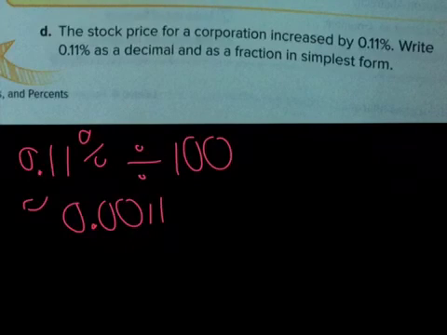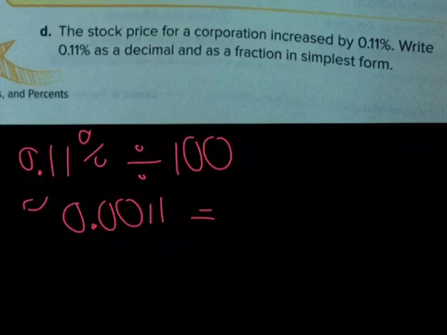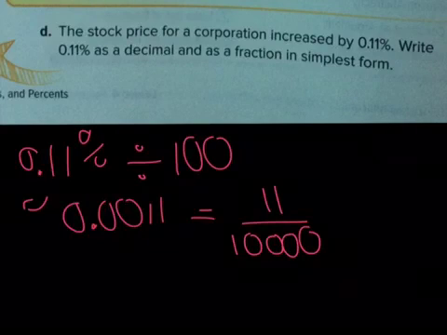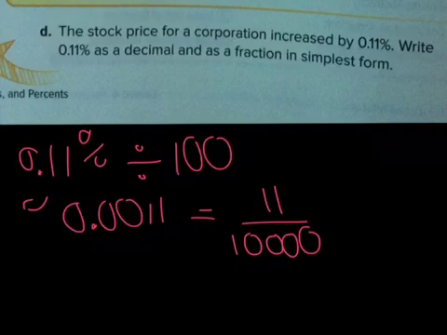And then if we write it as a fraction, we have to see where it is. Here's the tenths, hundredths, thousandths, 10,000ths. So it's going to be 11 over 10,000. It's in the 10,000ths place, right? And that's it. That's all. There's your decimal and there's your fraction. Okay, let's continue on.